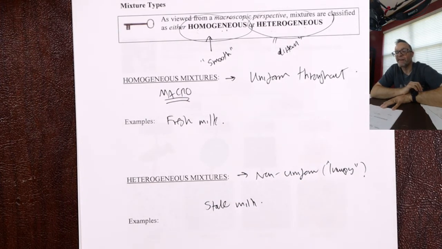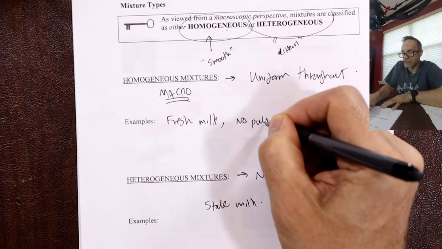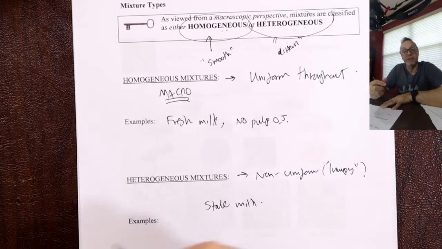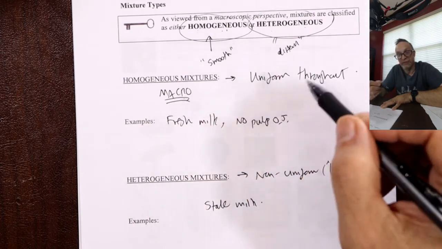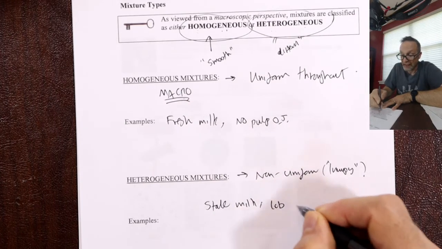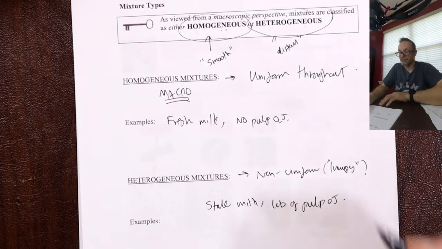How about no pulp orange juice? Is it the same all the way through, or is it lumpy? It's the same all the way through, looking at the glass, right? So no pulp OJ is an example of a homogeneous mixture. What about lots of pulp orange juice? Does anybody actually drink that stuff? I tried it once. It felt like someone had thrown up in my mouth. Just me? Right? So think about it. Orange juice, pithy bit. Orange juice, pithy bit. So liquid, solid, liquid, solid. It's lumpy kind of, right? Okay. So that's hetero. Lots of pulp OJ.